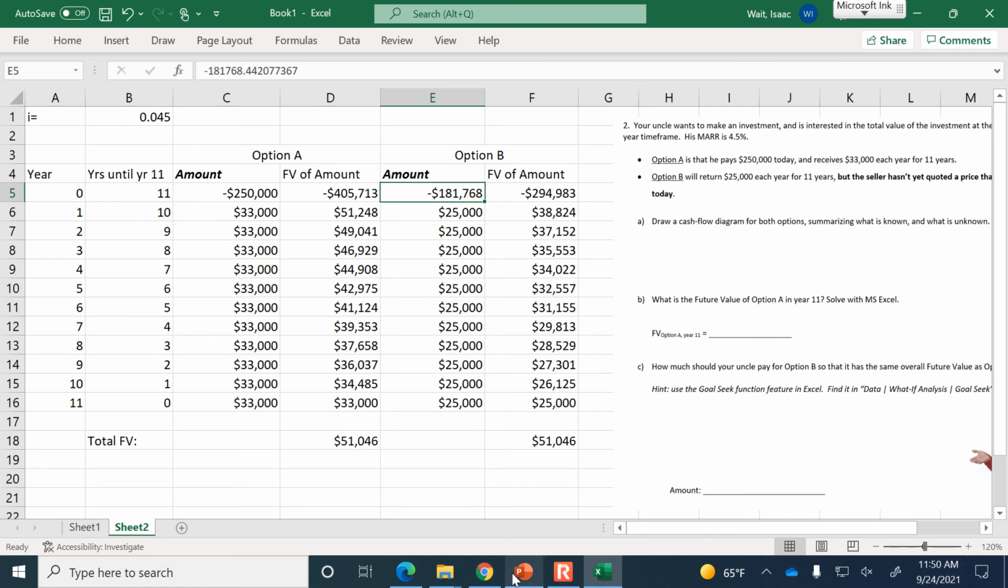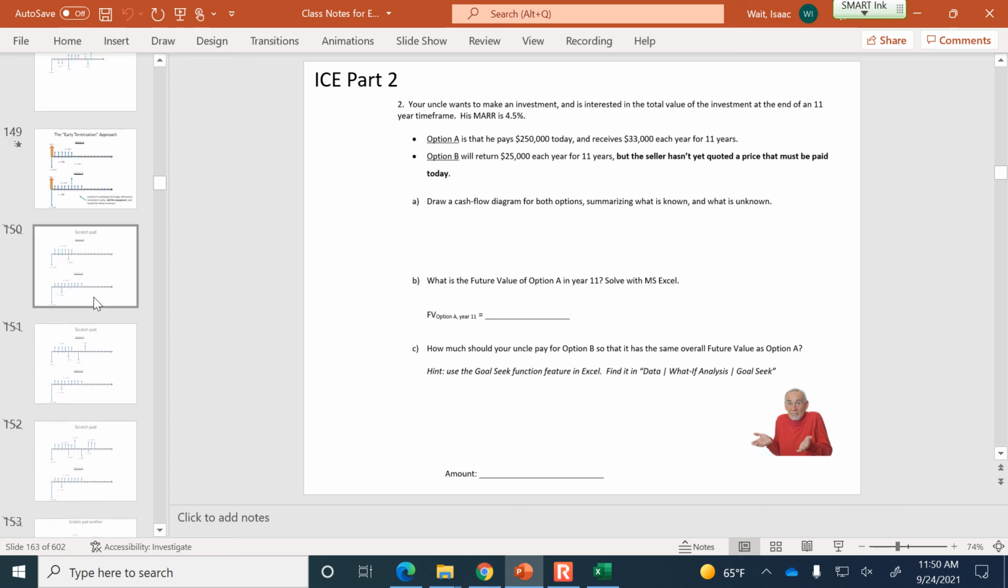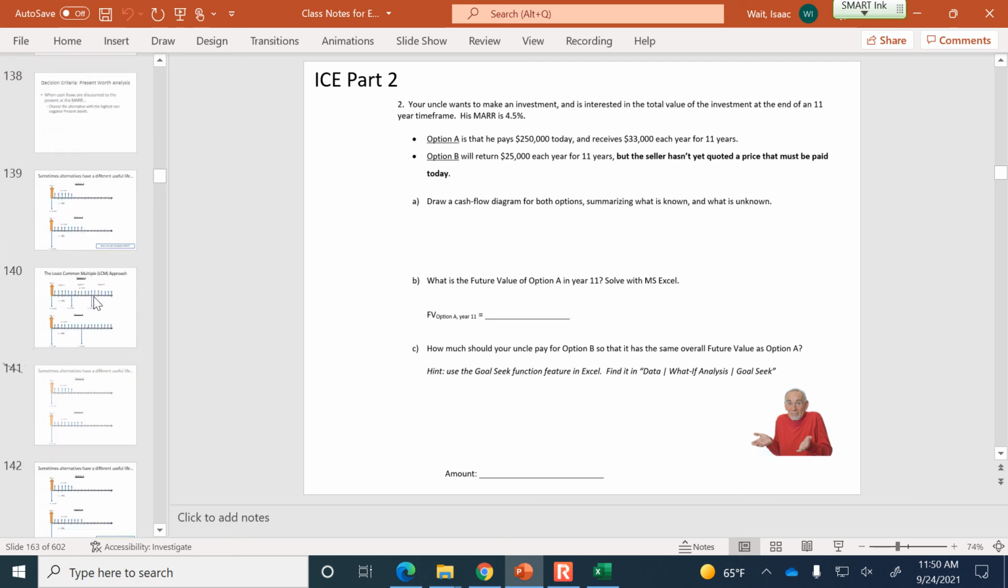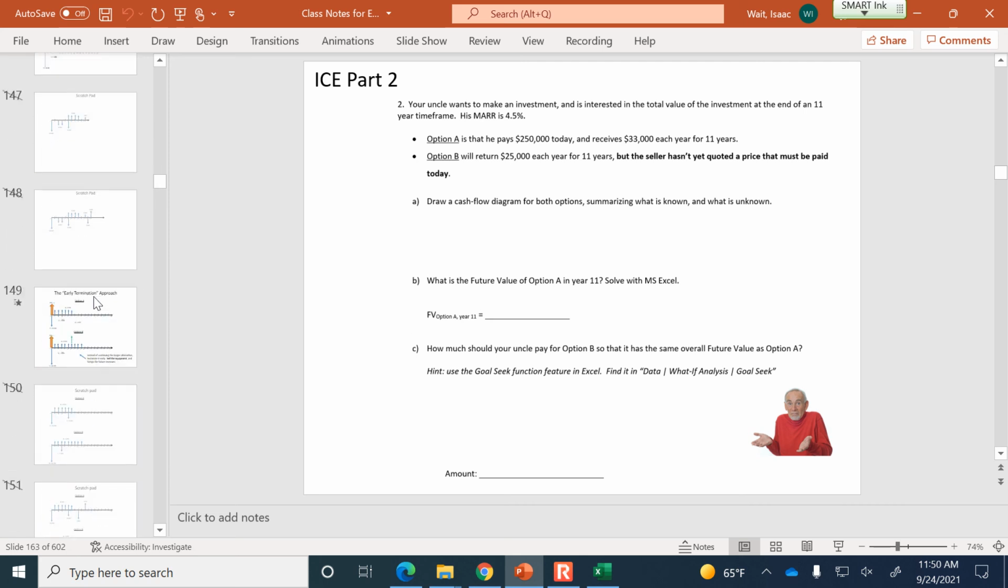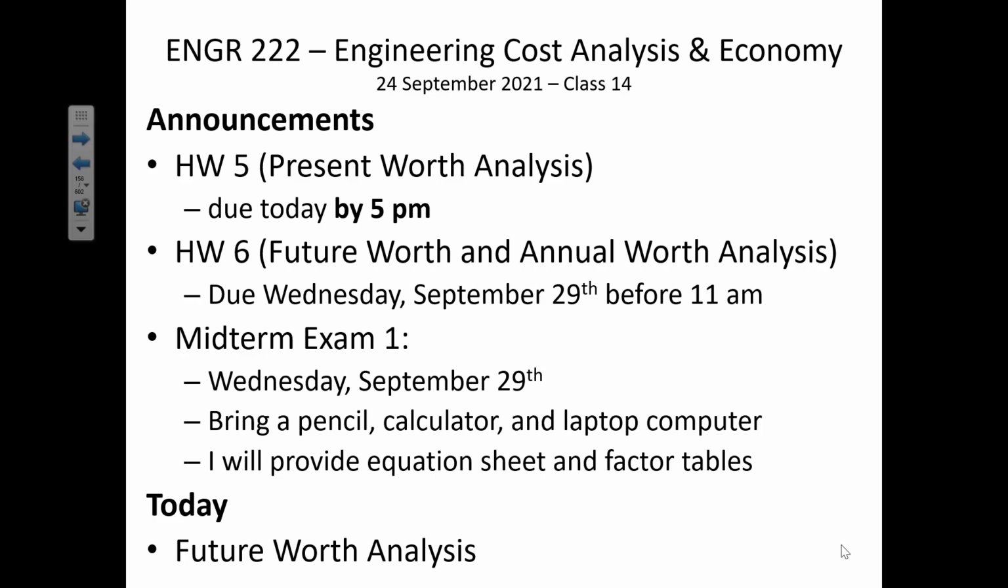It's 11:50. We're out of time. Let me refresh your memory on these announcements. You've got until 5 o'clock for the assignment that is due today. Where's the announcement slide? 5 o'clock for homework 5. And then homework 6, which is only 3 problems long, that's going to be due on Wednesday, which is the same day as our test.